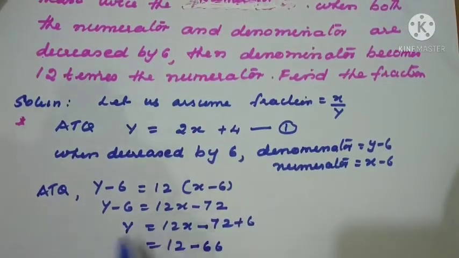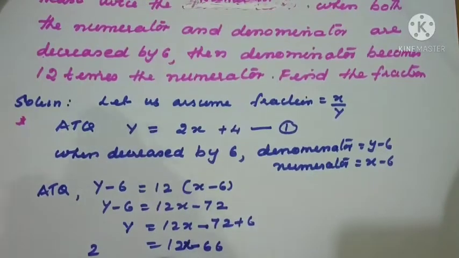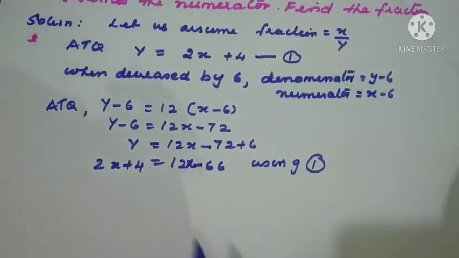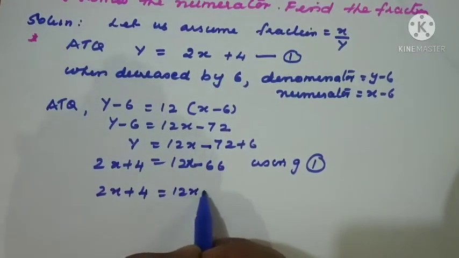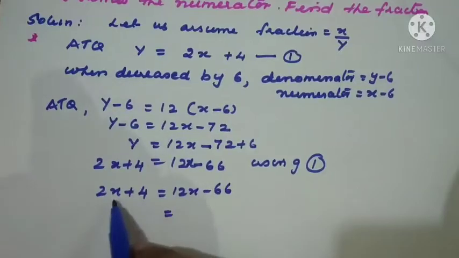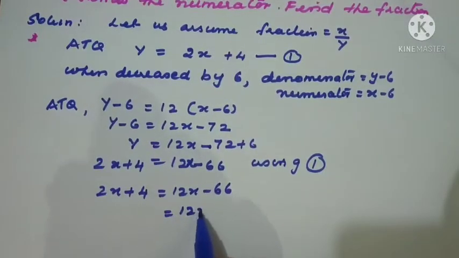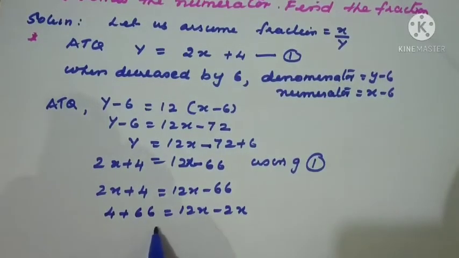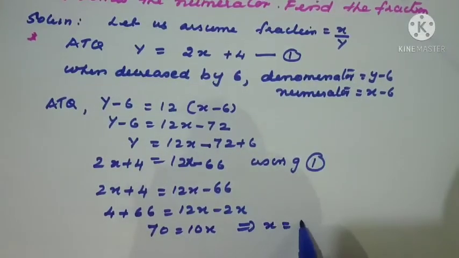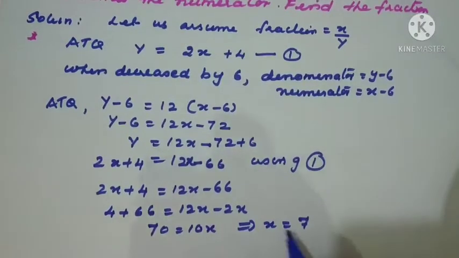But what is our y? 2x plus 4, using equation 1. So 2x plus 4 equal to 12x minus 66. What I should do? I should take 2x to this side, and 4 plus 66, that means 70 equal to 10x, which implies x equal to 7. So once we got x equal to 7, then we can find out y.